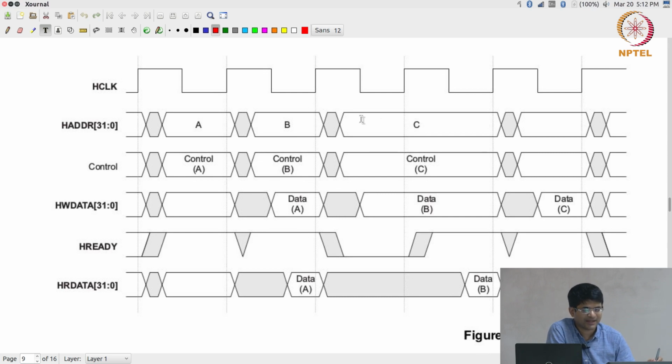In the third cycle, I have started giving the address and control for C, but my slave was not ready. So what happens? C just gets extended out by one cycle. The write data corresponding to B also has to be extended out. All of these things are pretty much intuitive. Whatever you would expect to see is happening over here. It's just that the ready signal becoming low automatically stretches things out by the appropriate number of clock cycles.